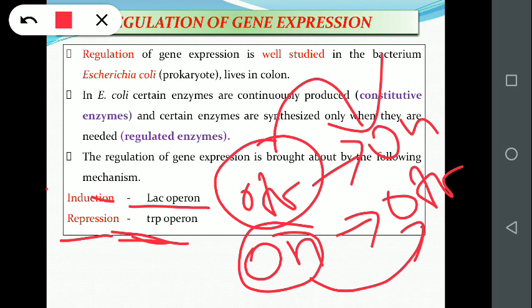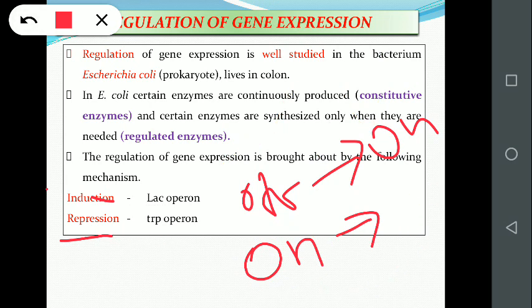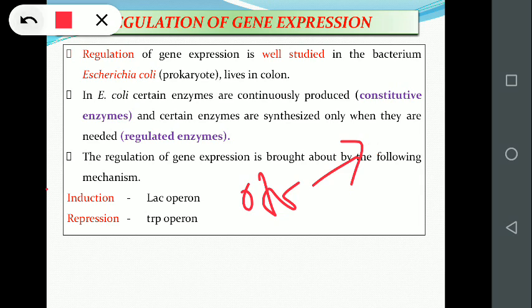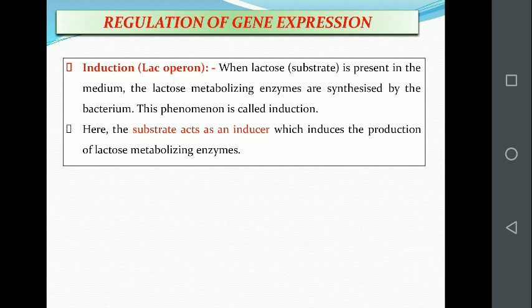So the tryptophan operon is always in the switched-on form, but when the tryptophan level reaches or goes beyond the limit, then that tryptophan will stop the expression of genes. That means the tryptophan will switch off the genes. That is nothing but repression. So here the tryptophan itself is acting as a repressor, and in the case of induction, lactose itself is acting as the inducer. Okay, so let us start with the induction.